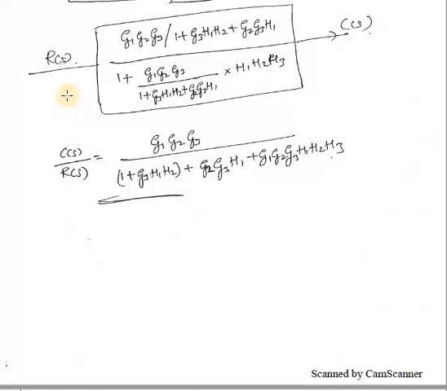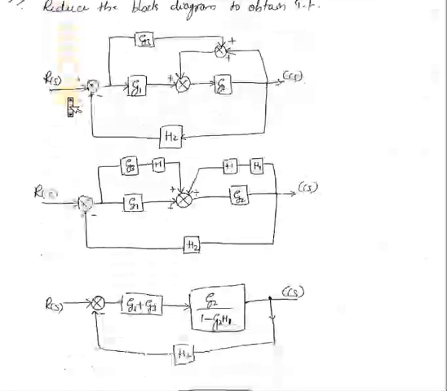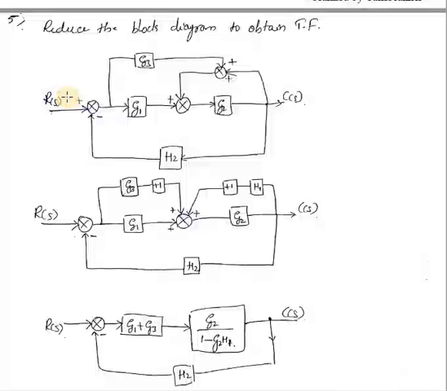Then moving further, here is one more problem: reduce the block diagram to obtain the transfer function. Here also, none of the blocks are in series, parallel or canonical loop, but we have these two summing points. We will try to merge these two summing points without altering their signals. So I will merge these two and replace them by a single summing point.